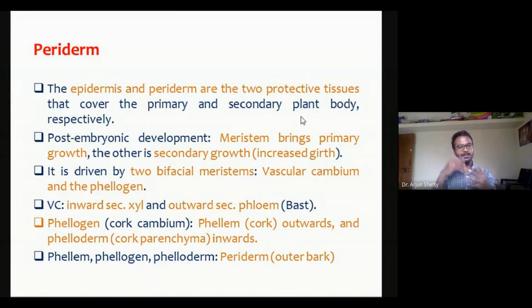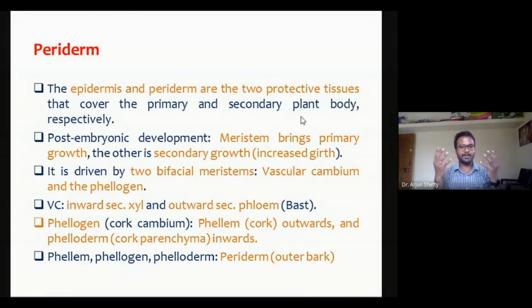What happens during the formation of a periderm, which is going to be initiated, or the triggering of the periderm initials, is seen after post-embryonic development. The meristems which bring about primary growth, we already know, divide and form the apical meristem. For example, let us take the apical meristem. The apical meristem will divide and form the shoot and the root.